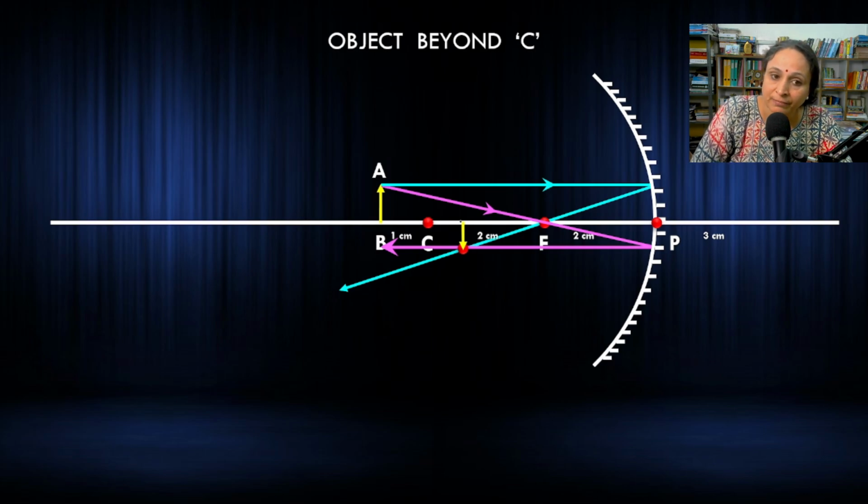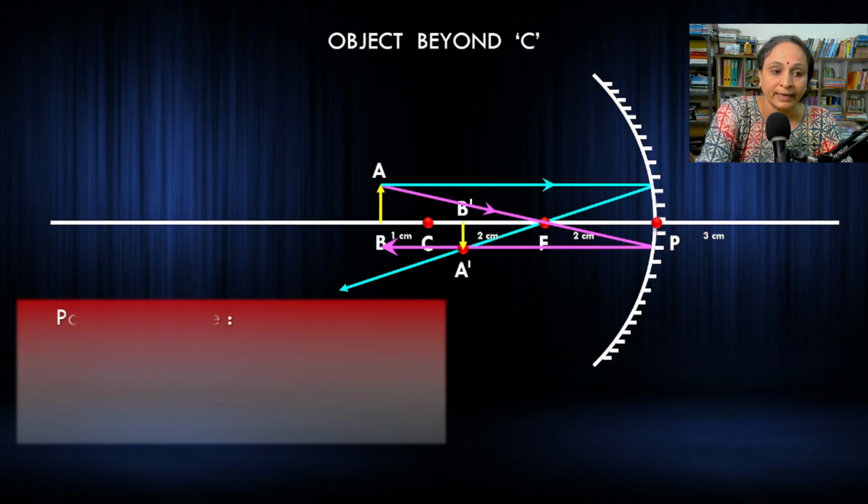What is the size of the image? You look at the size of the object and size of the image. First, it is inverted. Second, it is smaller. Third, the rays are actually meeting after reflection, so it is real. And it is inverted between C and F. If the object is beyond C, the image is formed between C and F, and the image is smaller than the size of the object.